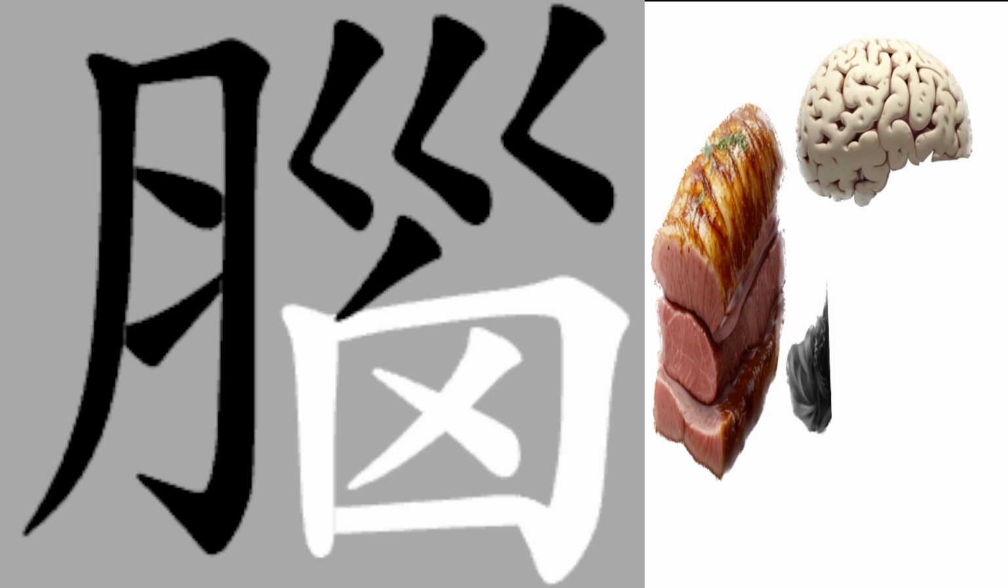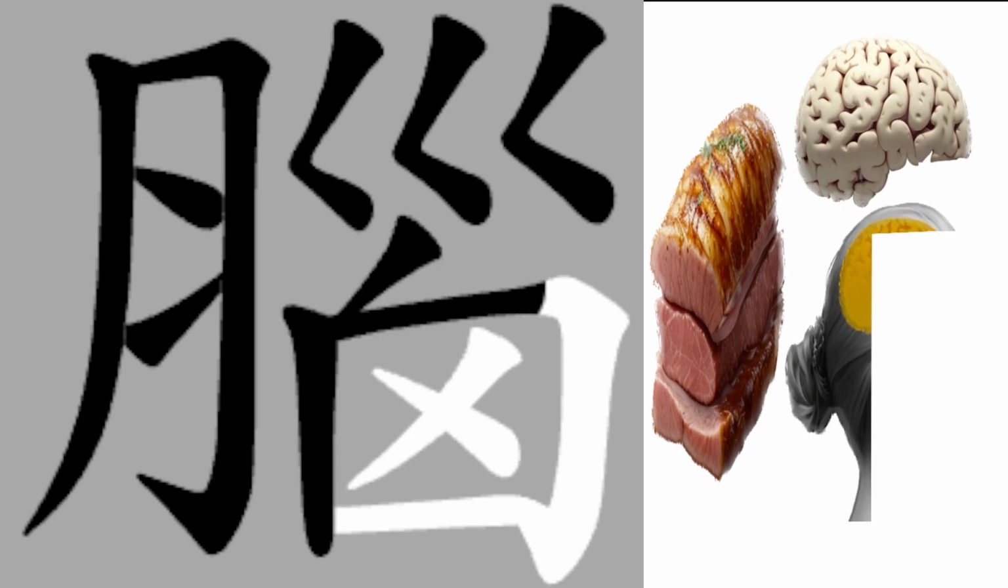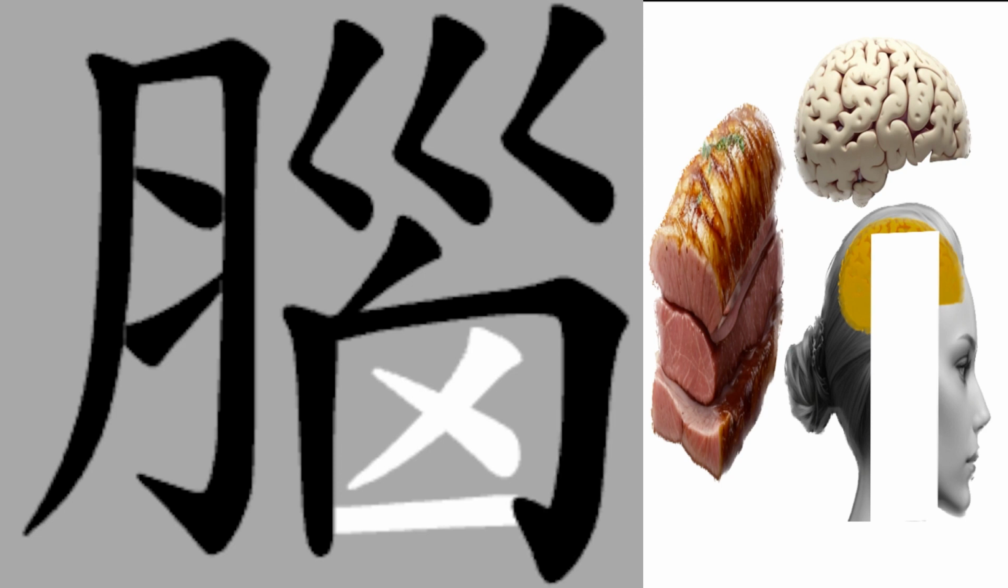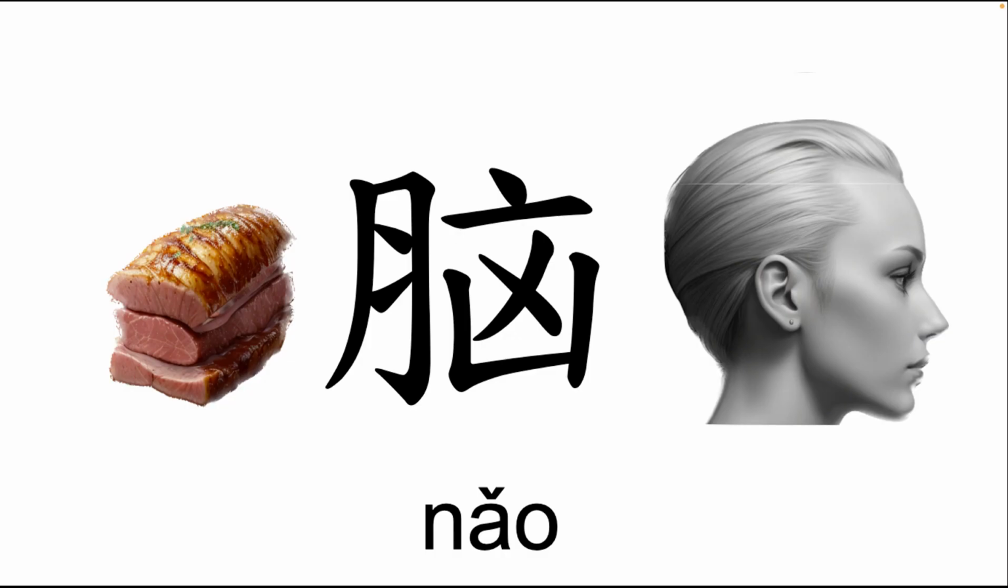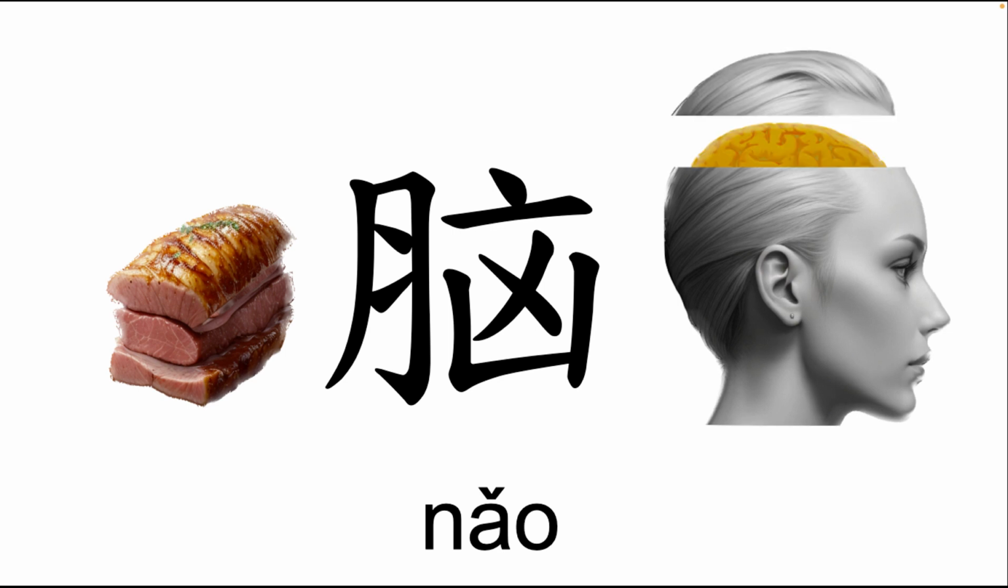In simplified Chinese, the character for brain has removed the wrinkles on the brain, and the skull has been opened to reveal the internal cross mark. Now, let's practice the stroke order of the simplified Chinese character for brain.